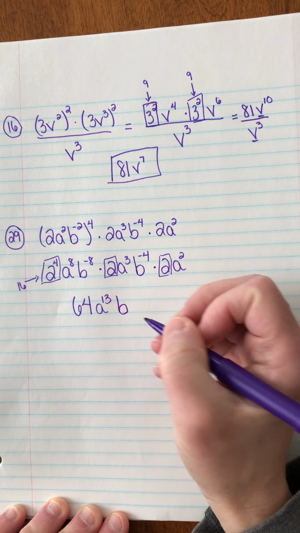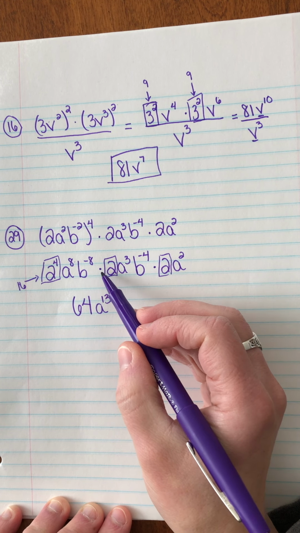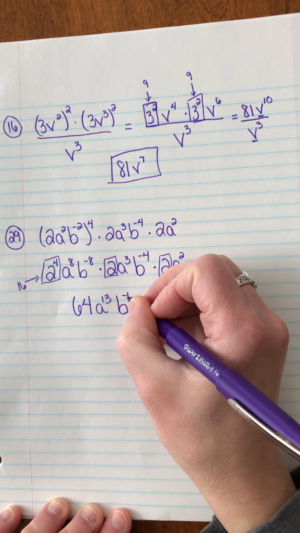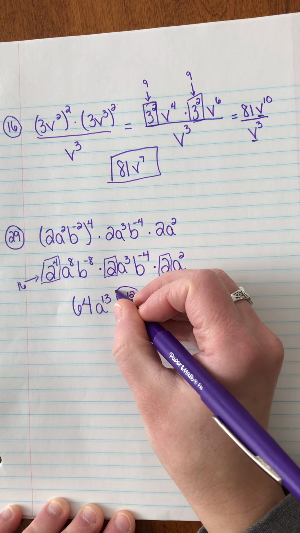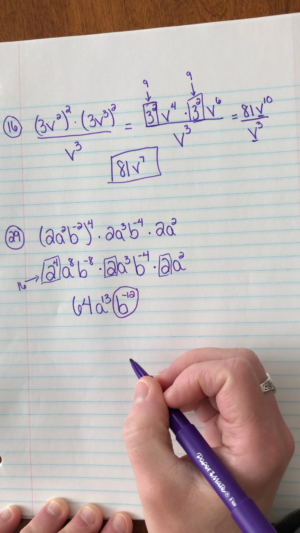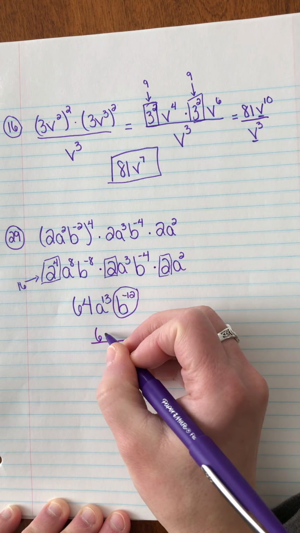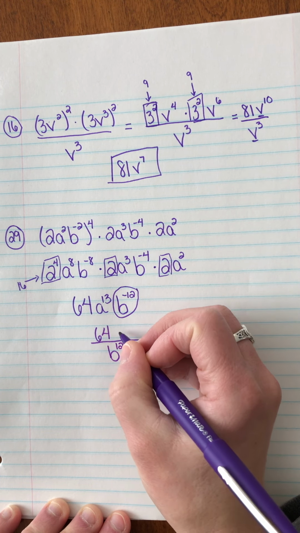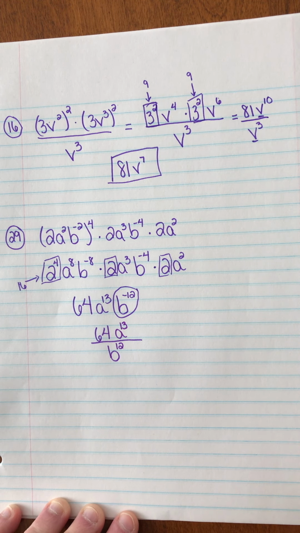Now we deal with the b. So we've got b to the negative 8 times b to the negative 4. So we're going to add those two exponents, so negative 12. And then my last step, I have a negative exponent. So I'm going to take that negative exponent in the base, and I'm going to relocate that down into the denominator, b to the positive 12, and 64, a to the 13th, stays up top.